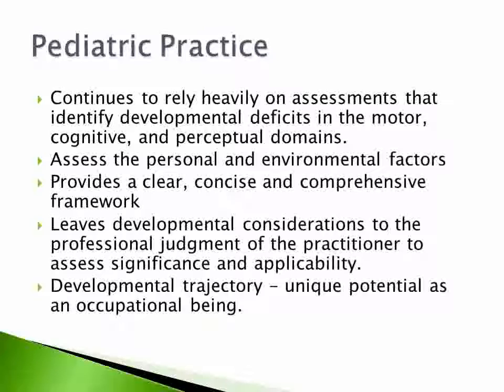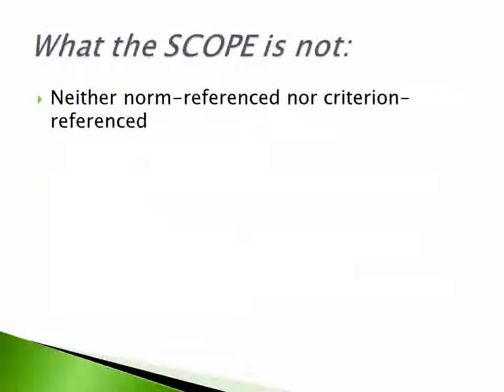It is suggested that if too much emphasis is placed on developmental norms, it inevitably penalizes the child with a disability. The question is whether a child is deviating from a norm, or whether the child is able to achieve the kind of participation in life that fits with their desires and environment. It leaves developmental considerations to the professional judgment of the practitioner to assess significance and applicability. The SCOPE focuses on the developmental trajectory, which is considered the unique potential of an occupational being. The SCOPE is not norm-referenced nor criterion-referenced. It strictly focuses on the developmental trajectory of the child.